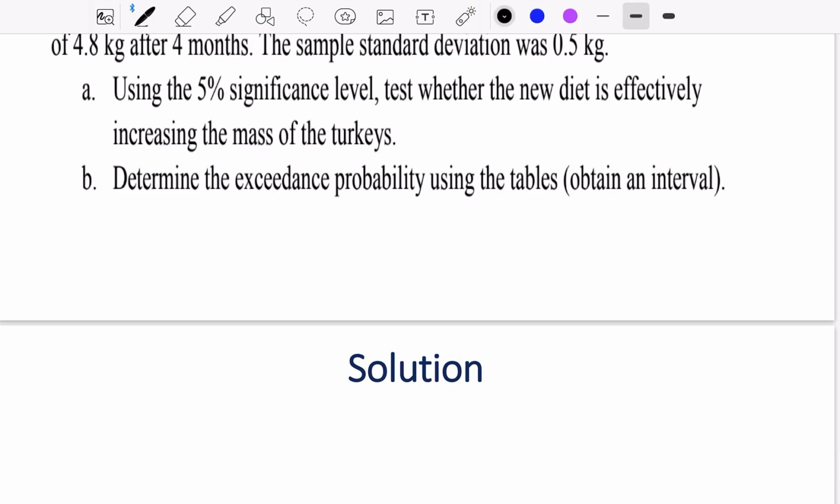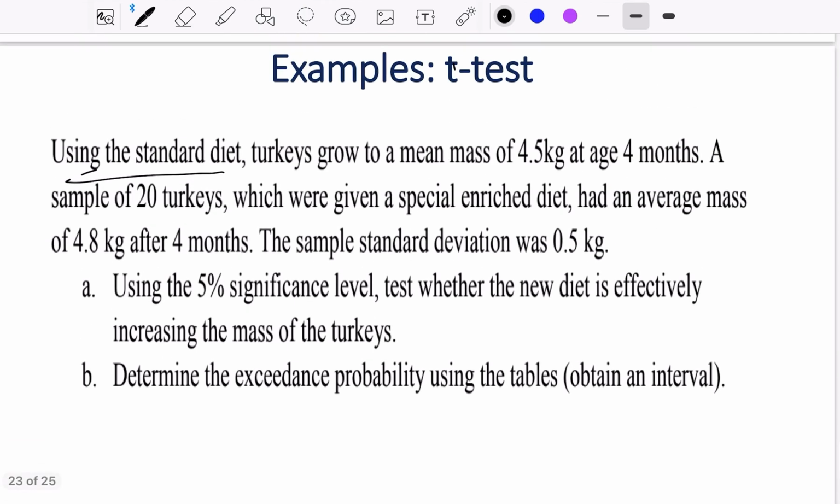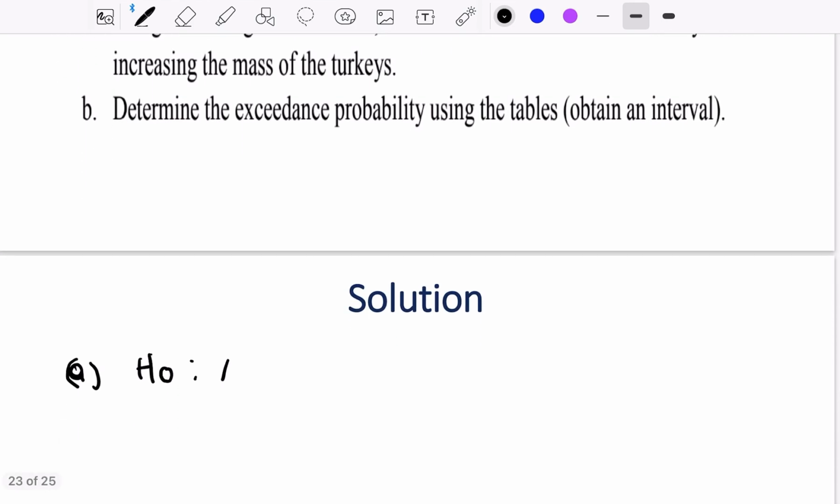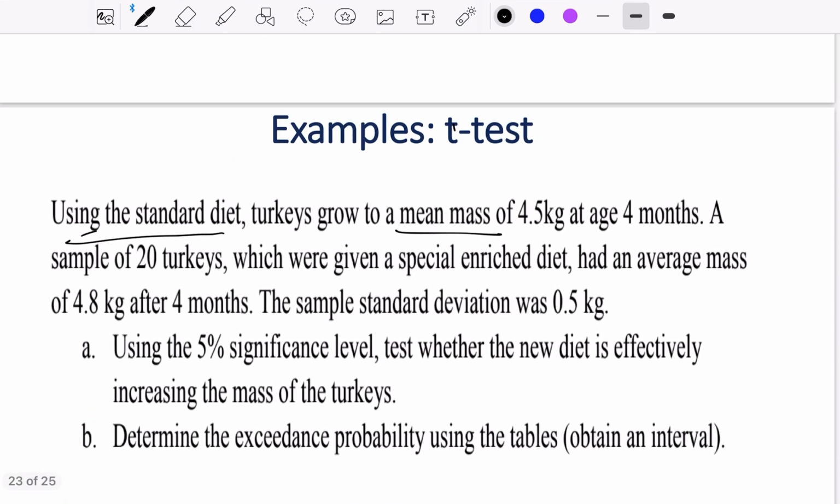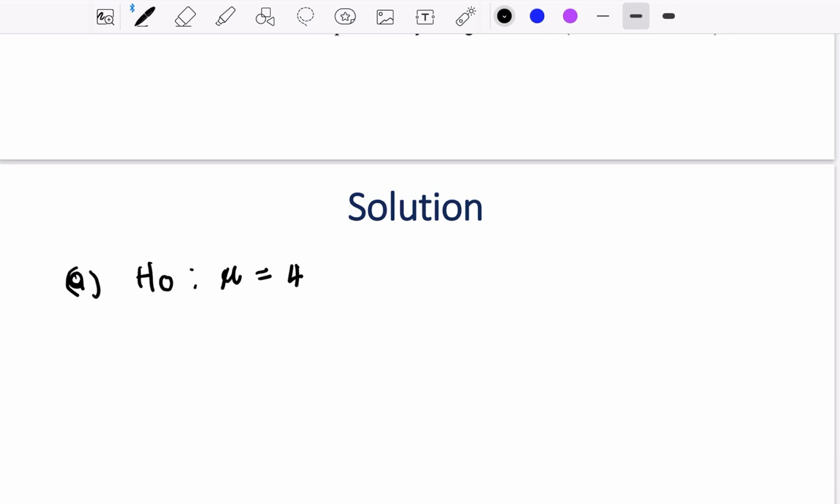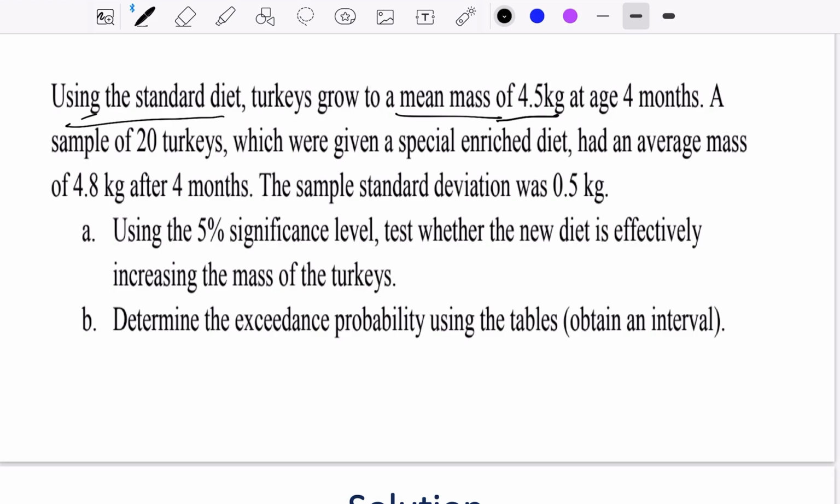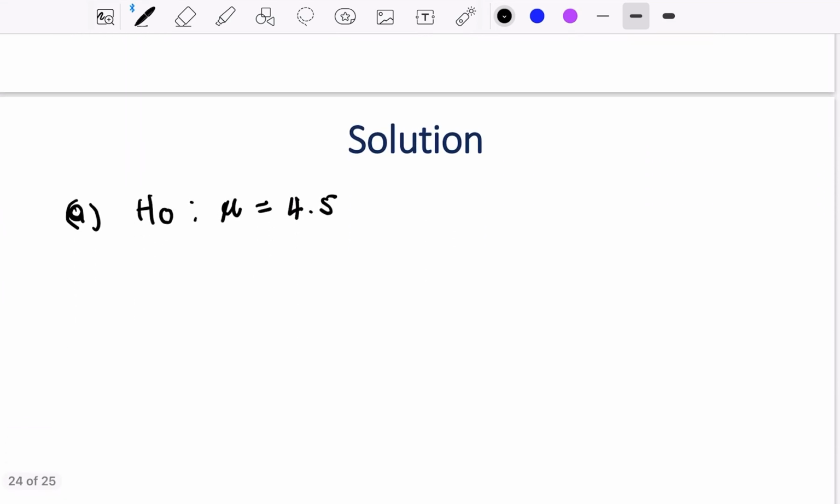Okay, so now let's figure out what our null hypothesis is. Since it has to do with the mean, that means we are interested in mu, right? Mu equal to something. What is that value? Under the null hypothesis, we are saying that the mean is 4.5, right? Okay, and then what is our alternative? Test whether the diet is effectively increasing the mass of the turkey. So increasing means it should be greater than. Okay, so mu is greater than 4.5.